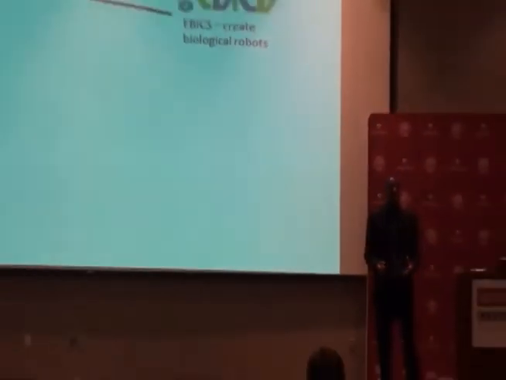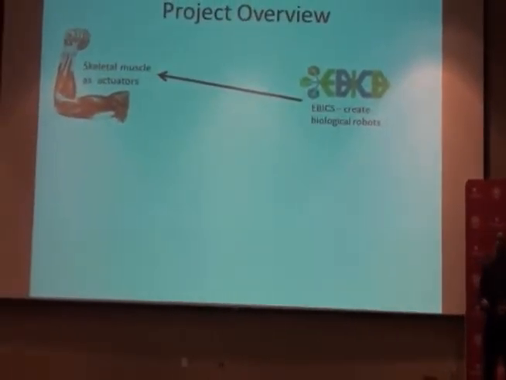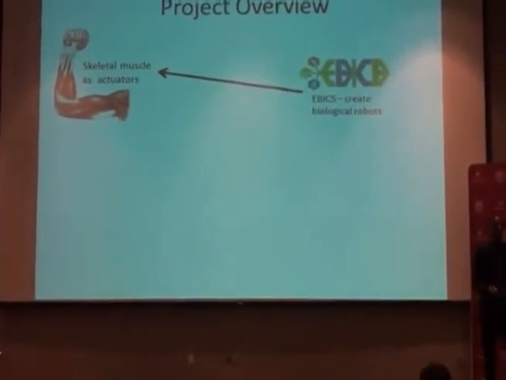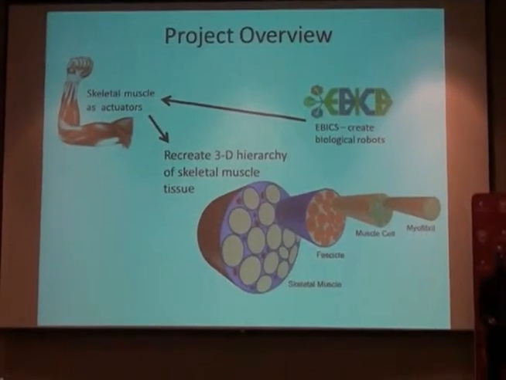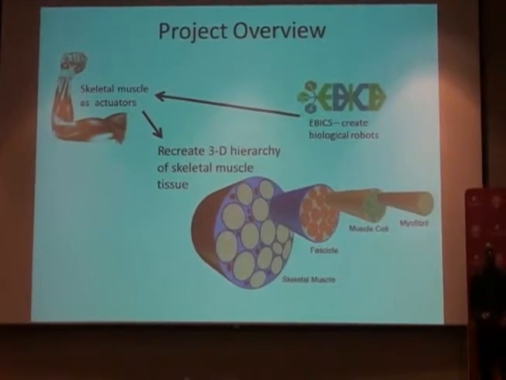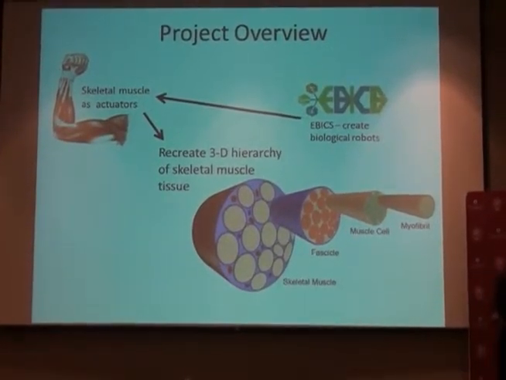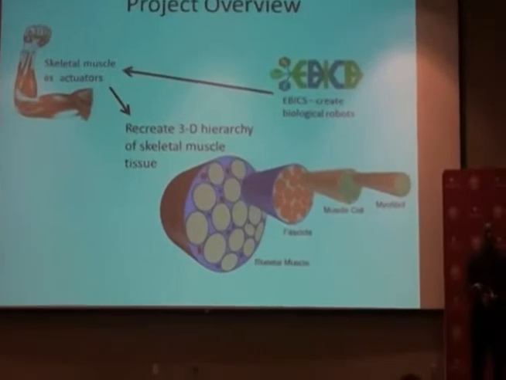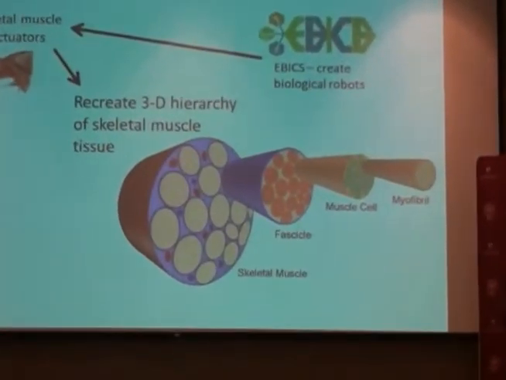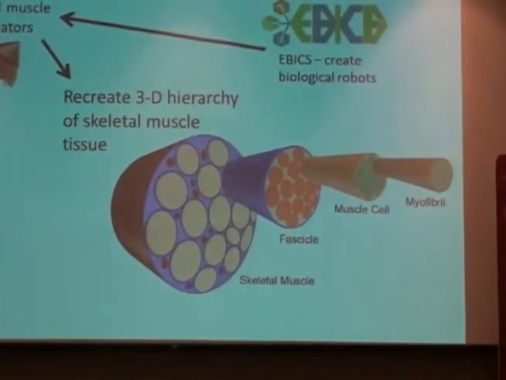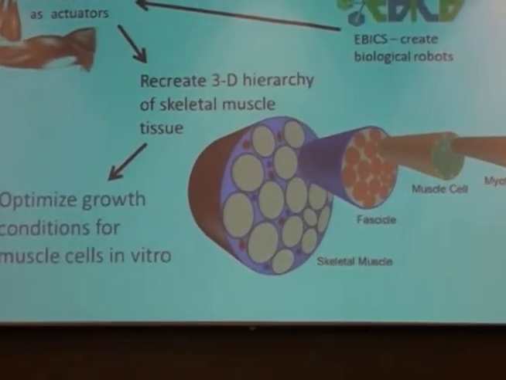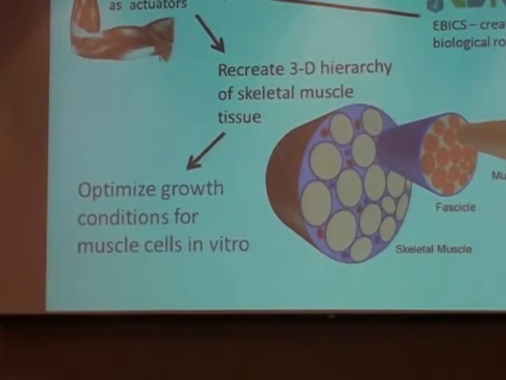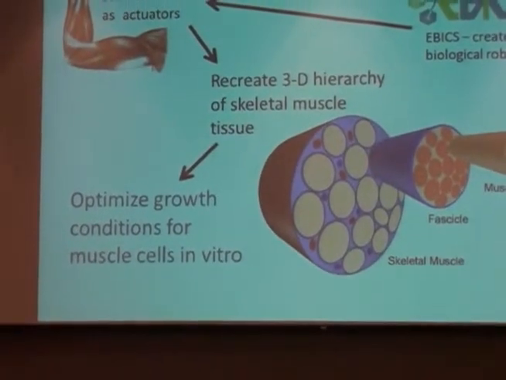The idea is that skeletal muscle will act as the actuators or the movers of these organic machines. One of the projects in the lab that I worked in is to recreate the 3D hierarchy of skeletal muscle tissue. So we know that skeletal muscle tissue functions in an organized manner. We want to recreate this so it can function in the organic machine. My project was to optimize growth conditions for the muscle cells in these engineered muscle tissue.